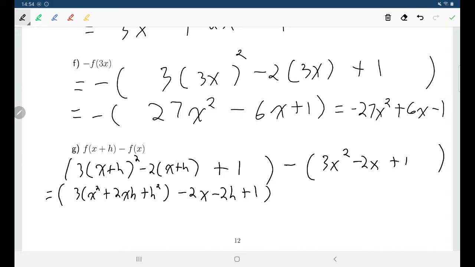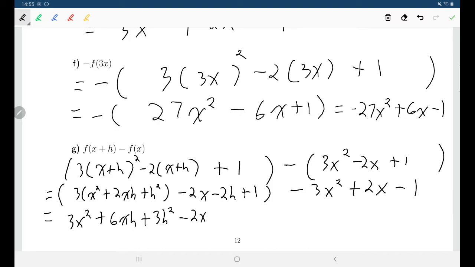And then multiplying out in the next bracket, minus 2 times x plus h. And then lastly, what I'm going to do here is just carry that negative through my second bracket. I'm subtracting f of x, so that would give me negative 3x squared plus 2x, and then minus 1. And you'll be able to see in the next line that a lot of things are now going to cancel. Just multiplying that 3 into the bracket there. There we go.